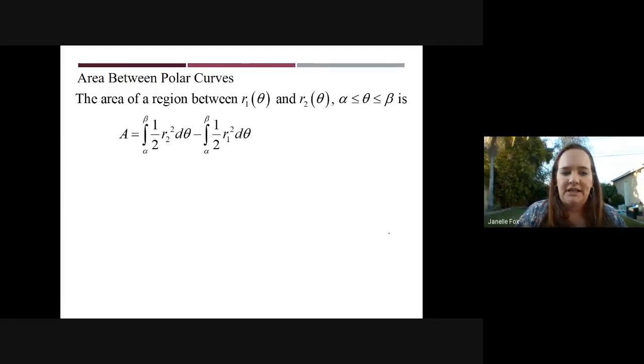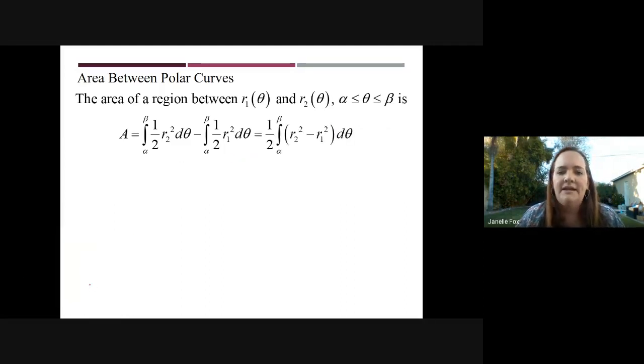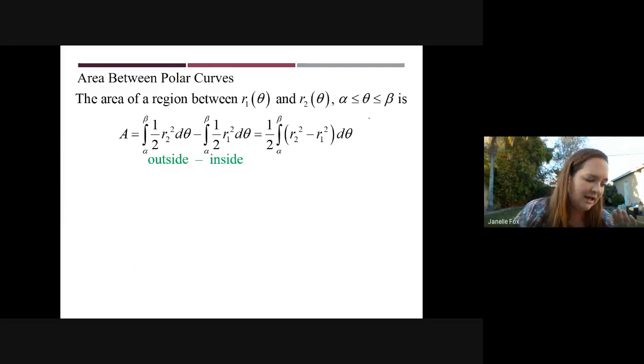So basically, you're going to take the outside value and then you're going to subtract the inside value. You can factor out the 1/2 and combine them to be one thing. And so it's your R2 value squared minus your R1 value squared. Folks, it's not a big deal. It's the outside function minus the inside function. That's all you have to worry about. So maybe write that down as outside minus inside, and then let's do one more example, and then we are done.